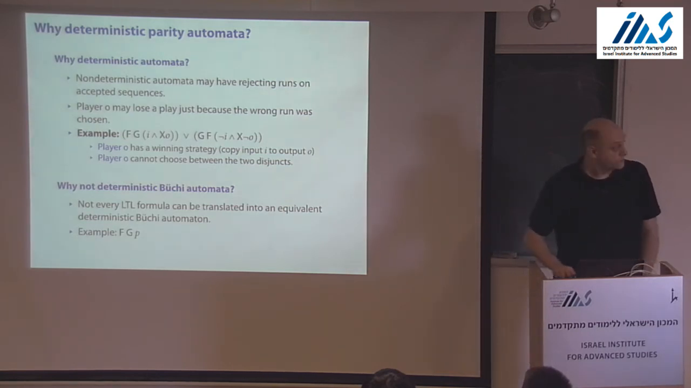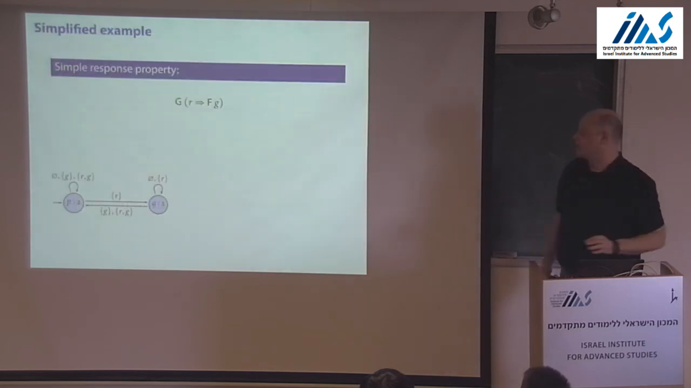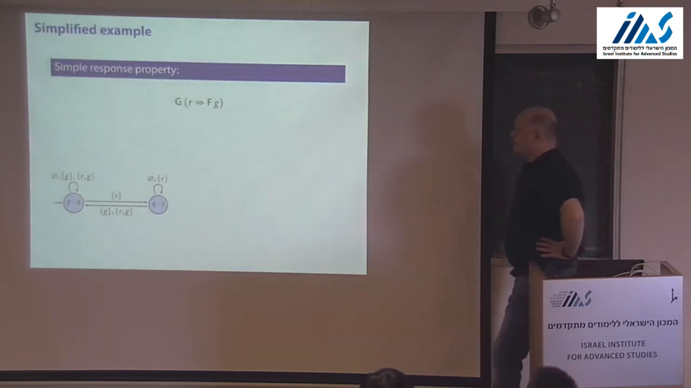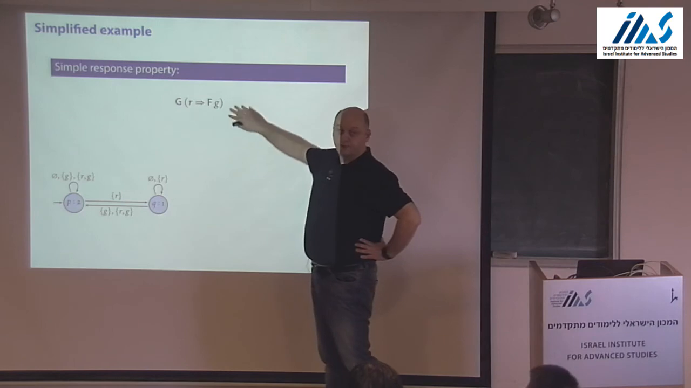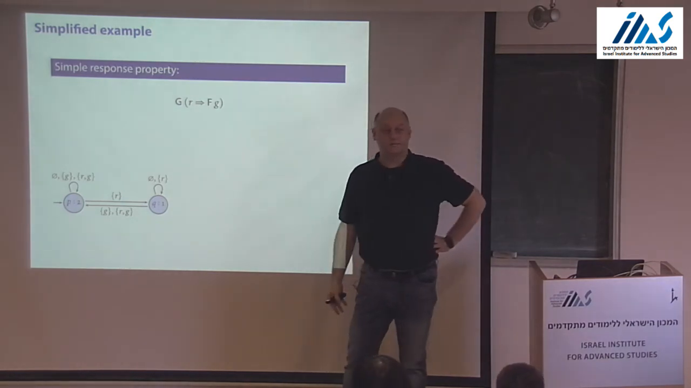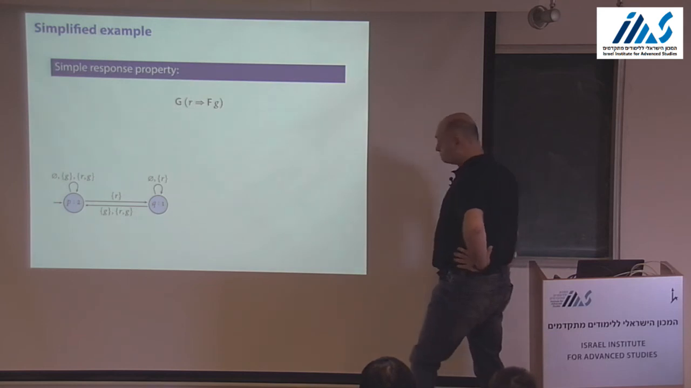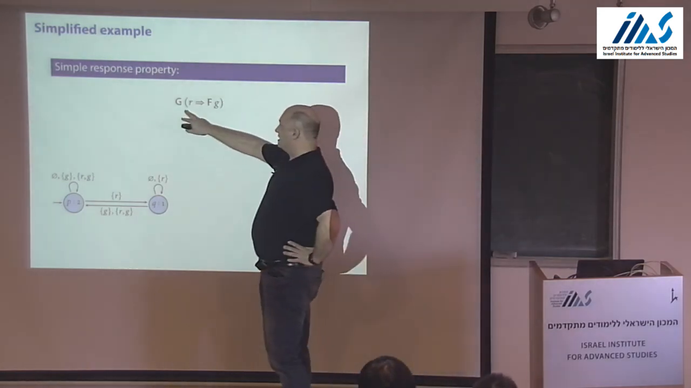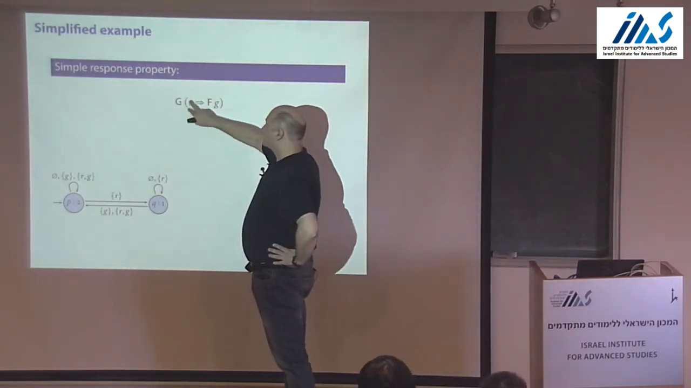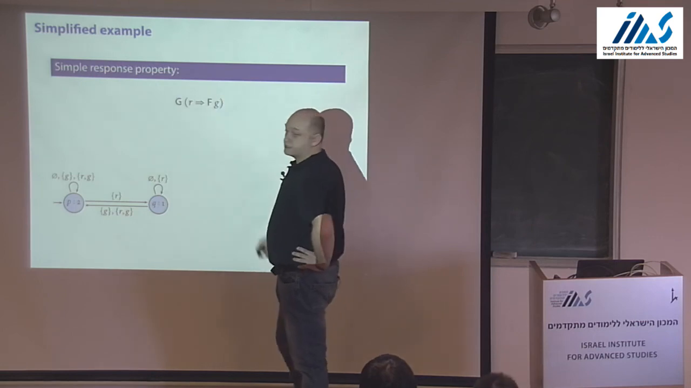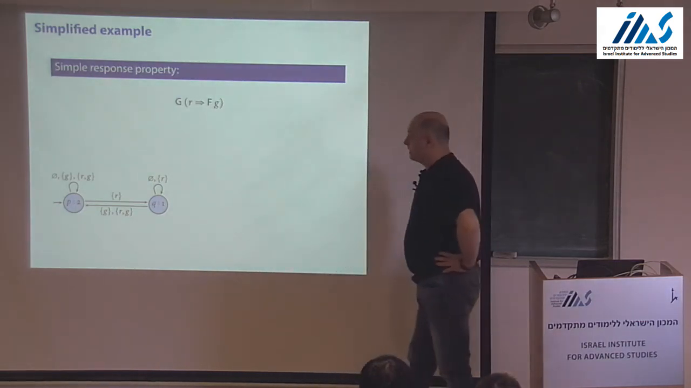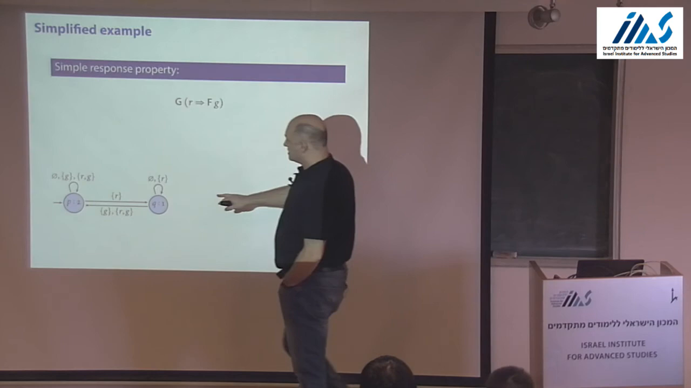Okay, so let's see what happens in a simple example. This is like the progress property, but just now for one client to simplify the problem. So let's say whenever a request comes, we eventually want to see a grant. Now here's a deterministic automaton for this.